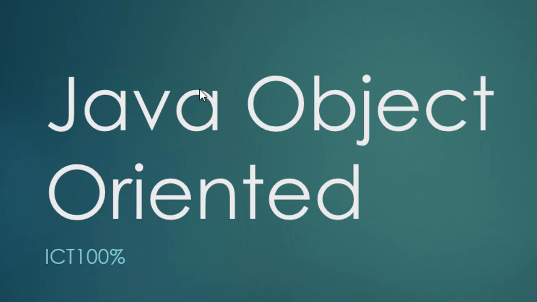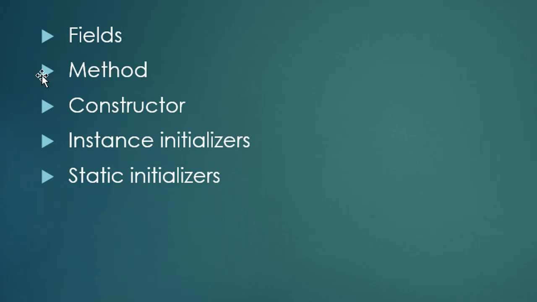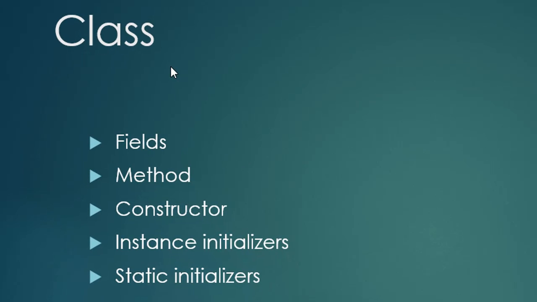So you should understand that if you talk more about class in Java, it may consist of more than a few components that you see here: fields, methods, constructors, the instance initializer and the static initializer. These are a few things I just mentioned here, and before you can understand Java object-oriented, you need to understand all these concepts.